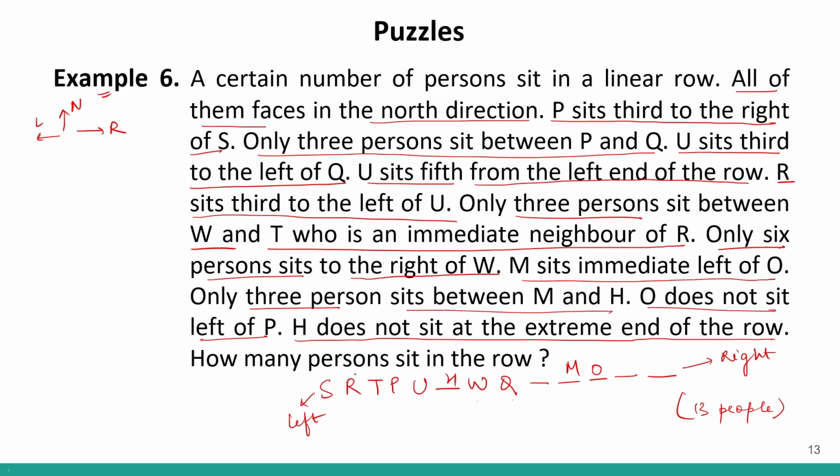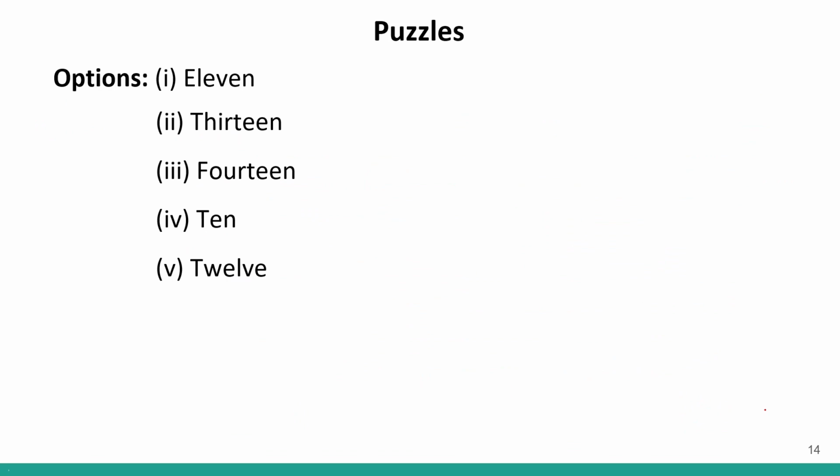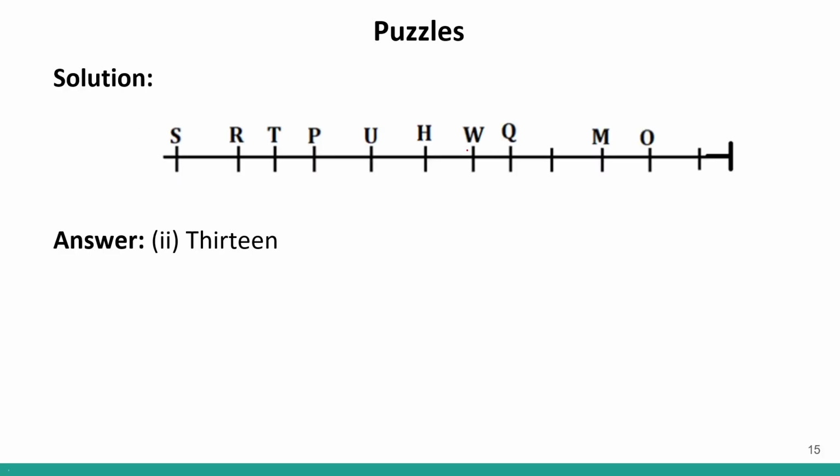Now we have to basically find out how many persons sit in the row. That we have already calculated, that 13 people total sit in the row. So if I look at the options, my answer will be option number 2, 13, because 13 people sit in the row. Okay? This will be the arrangement. We have already discussed this.